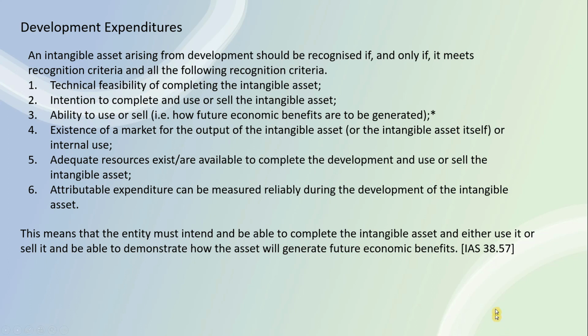So as stated in International Accounting Standard 38.57, this means that the entity must intend and be able to complete the intangible asset and either use it or sell it, and be able to demonstrate how the asset will generate future economic benefit. The main point for development expenditure is that the company has already produced the product, and this product has economic benefit. It means the company will get economic benefit from this production, and we know the cost of this production, so we can capitalize.